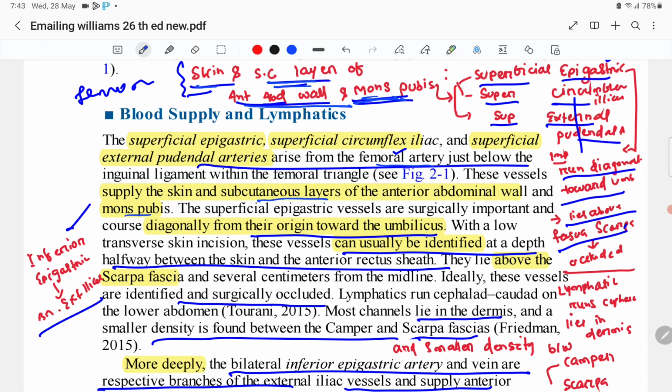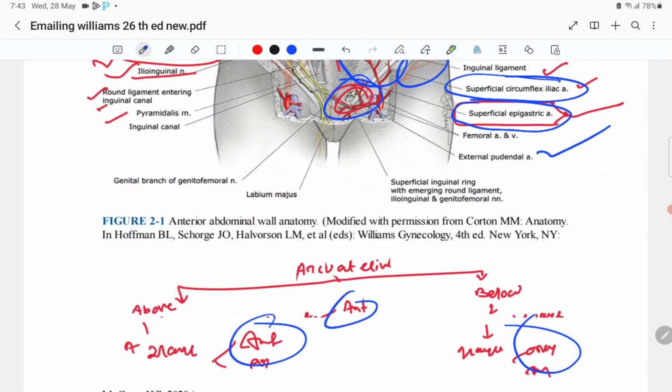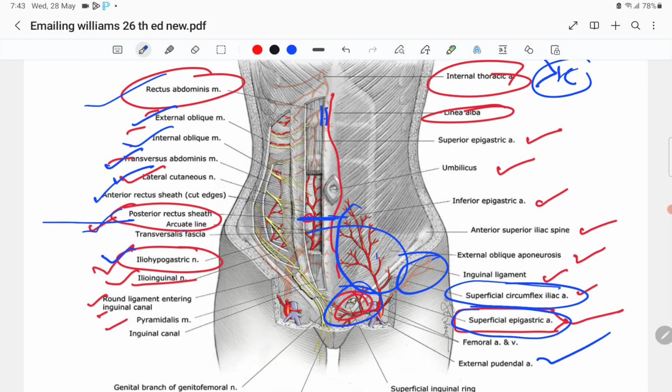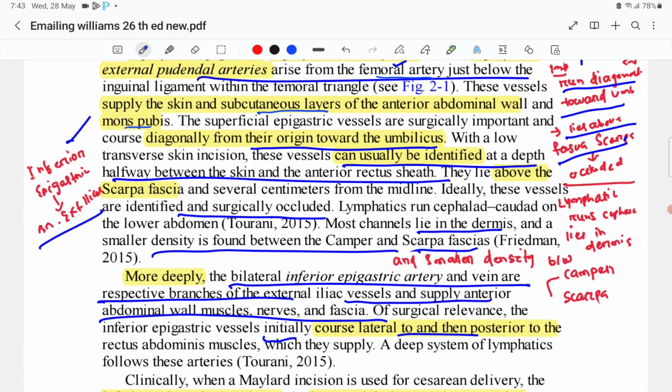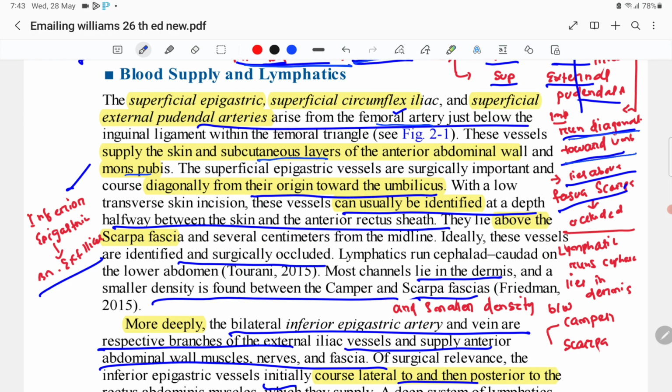Actually, in this image you can see how the superficial epigastric artery runs diagonally toward the umbilicus. So during a low transverse skin incision, this artery can be injured. So be very careful during surgical sections, cesarean sections. I told you it runs diagonally towards the umbilicus.